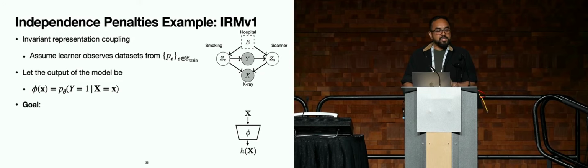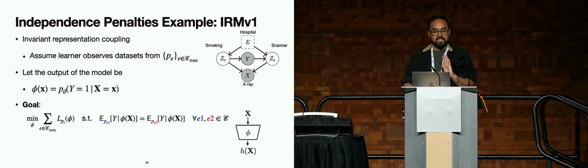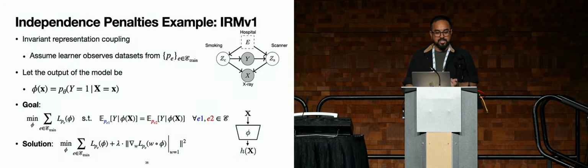We will then impose that this model produce the same conditional expectation over y, whether you're in environment E1 or E2. And then Ahuja et al. produce an algorithm to do this, which looks something like this: minimizing empirical risk while you penalize the gradient norm of the loss with respect to a temperature parameter that multiplies your model. So this feels like a big jump, so let's walk through it.